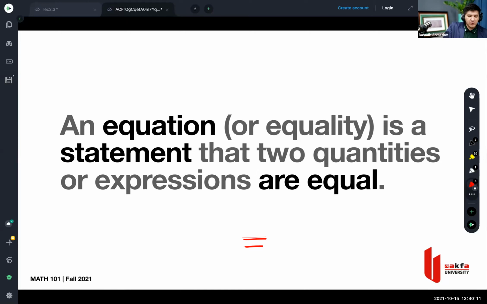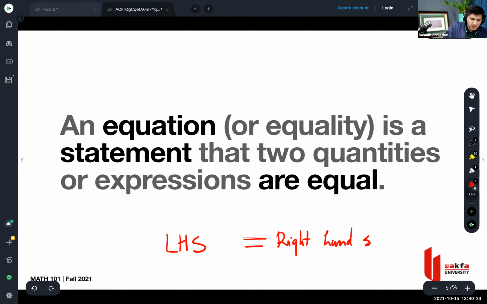Everything to the left of this equality sign is going to be called the left hand side, and everything to the right is going to be called the right hand side, essentially RHS. You can see this in some papers and books as well. Later on, we're going to talk about equations a lot, and I will just quickly tell you that this is the left hand side or this is the right hand side.